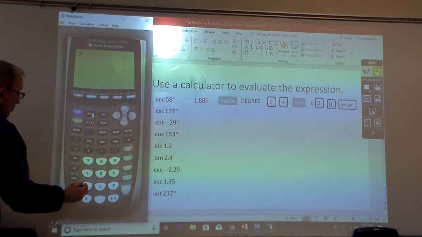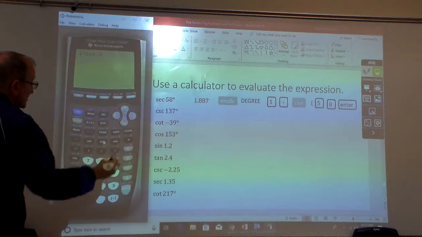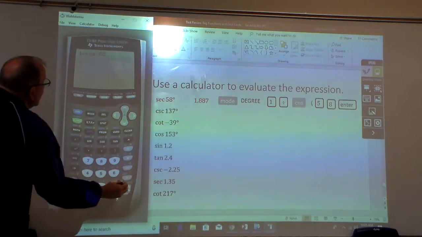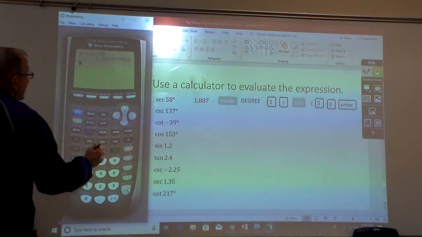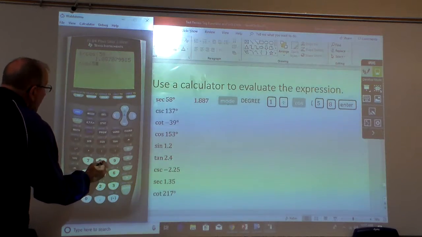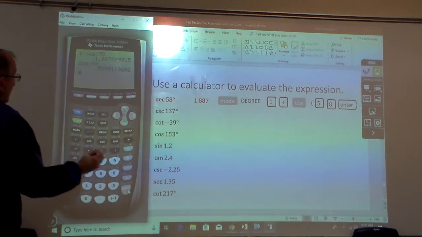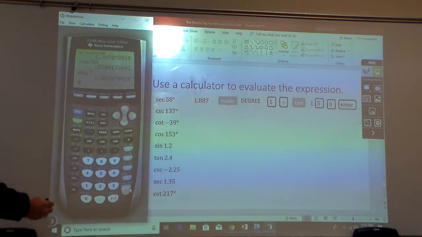So I'm going to do 1 divided by cosine 58, enter, and I got the same thing there, around 1.887. You can also do cosine 58, enter, and then hit the x negative 1 button, enter, and it will give you the same.